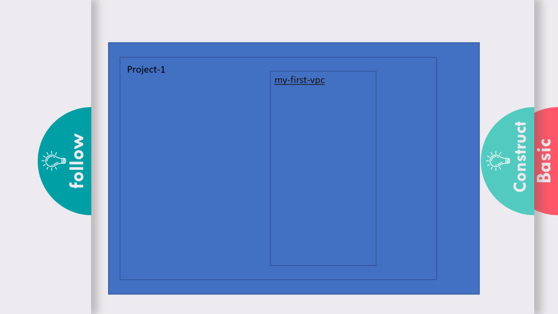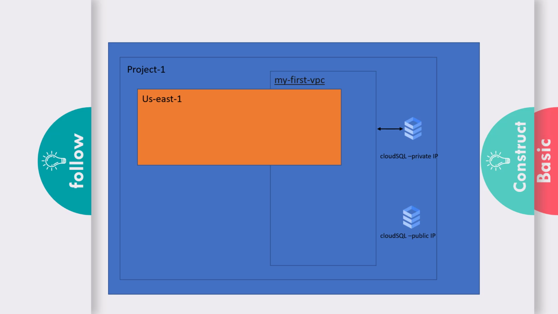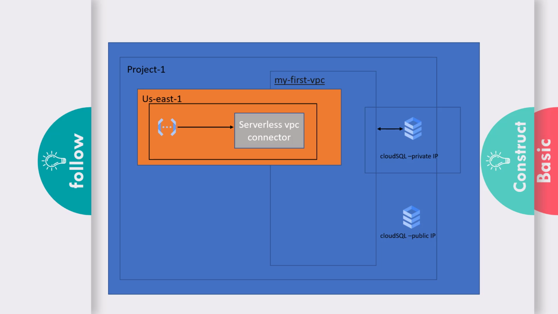So let's imagine you have a project which contains a VPC called myFest VPC, and you have a particular region in which you want to create your cloud function. Let's imagine it's US East 1. So what you do next is you create a cloud SQL, and you connect that cloud SQL to myFest VPC using a private IP. I'll mention to you how that is done. So what that does is it creates a link between your myFest VPC and the cloud SQL using the private IP. The second thing you do is you create your cloud function and you connect it to a SQL.